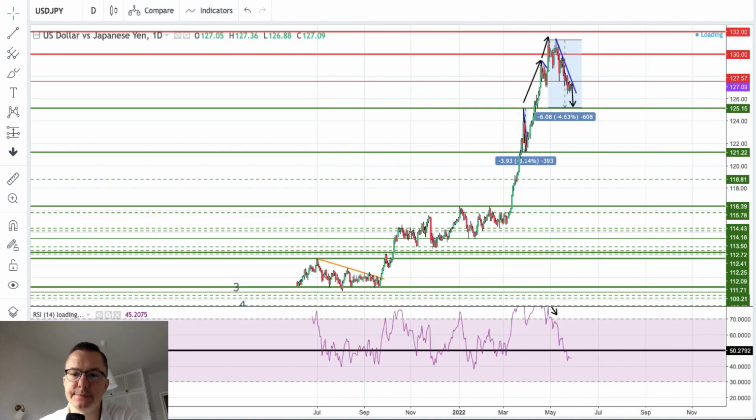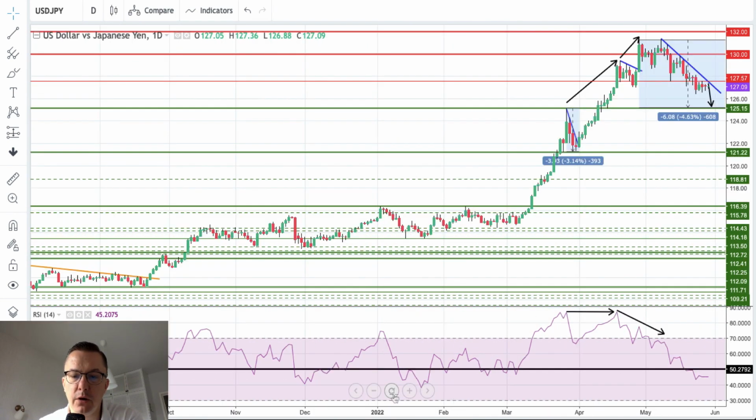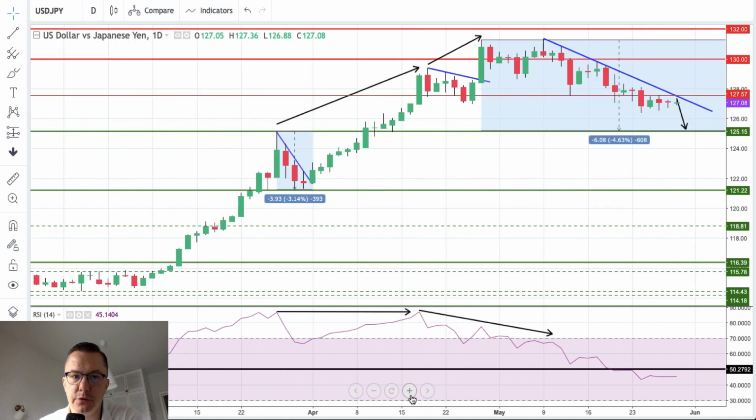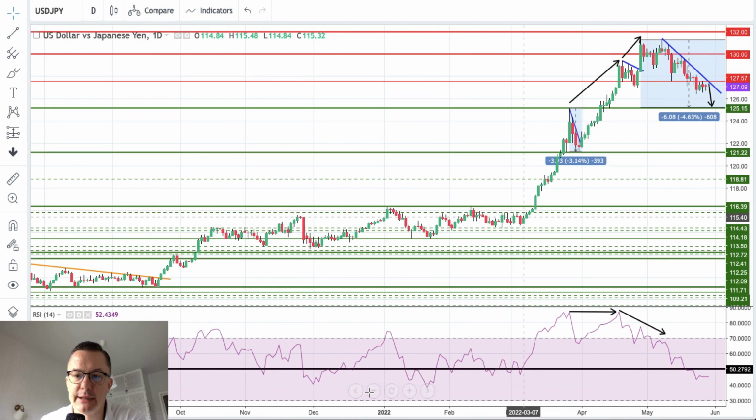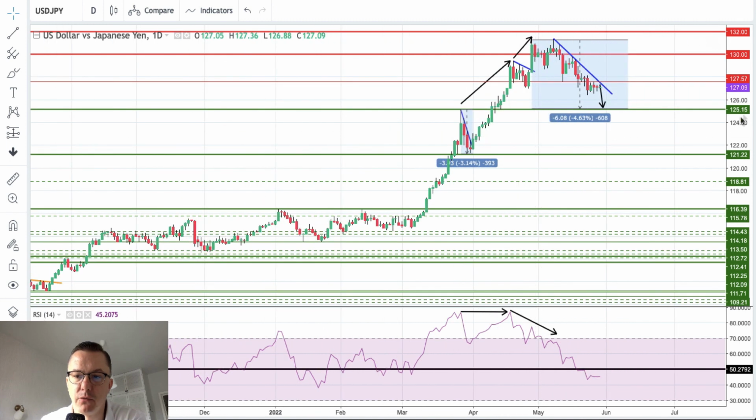Let's take a look here. We all know that the US dollar to Japanese yen pair has been moving up for quite some time right now. It hit the 132, I guess, 131.25 level, made some sort of a double top, and now it's moving lower. It's still trading below the blue short-term trend line, and after the bearish divergence was made, the market is heading towards the level of 125.15, which is the target for the bears.